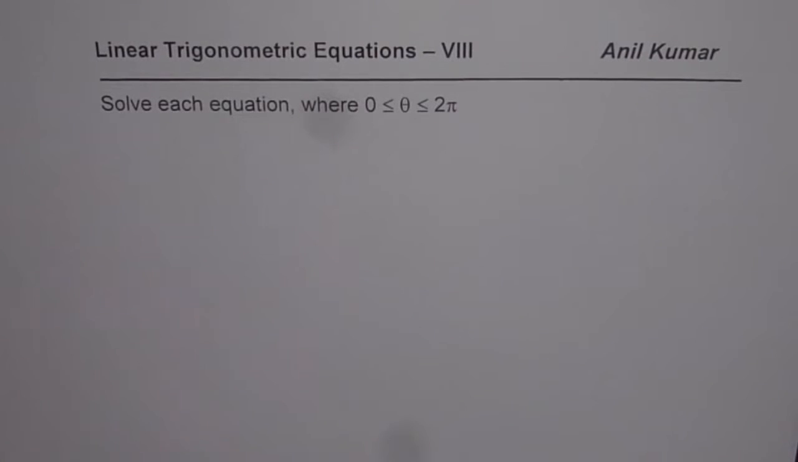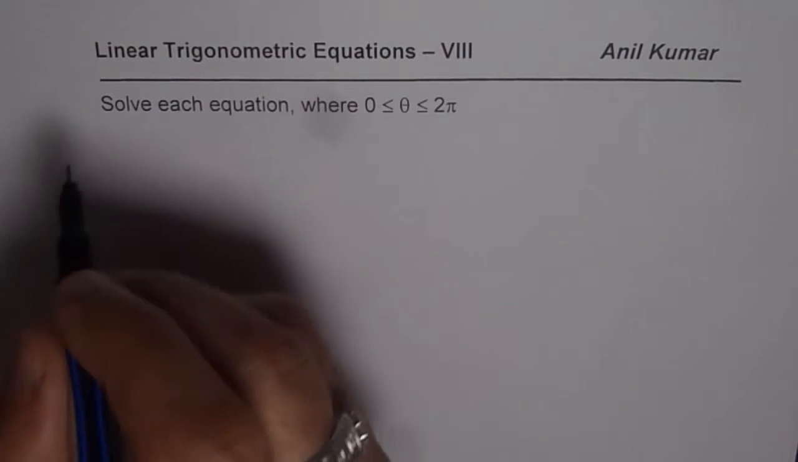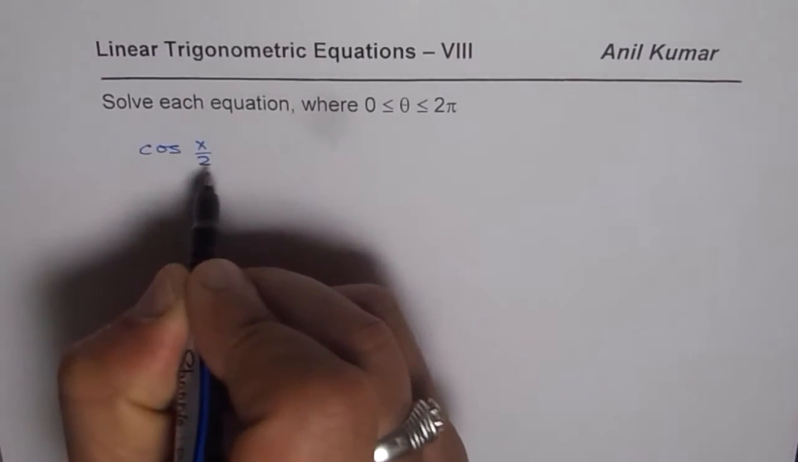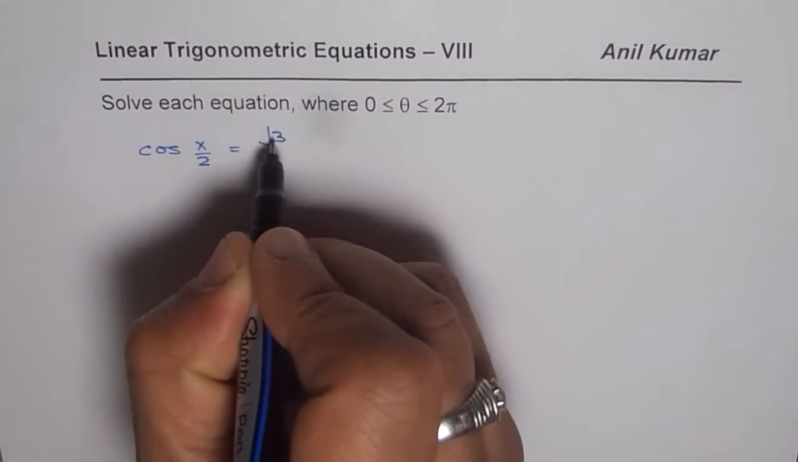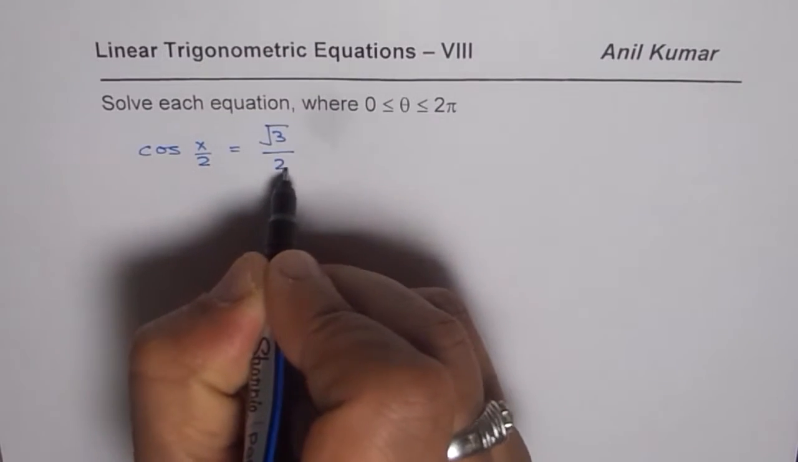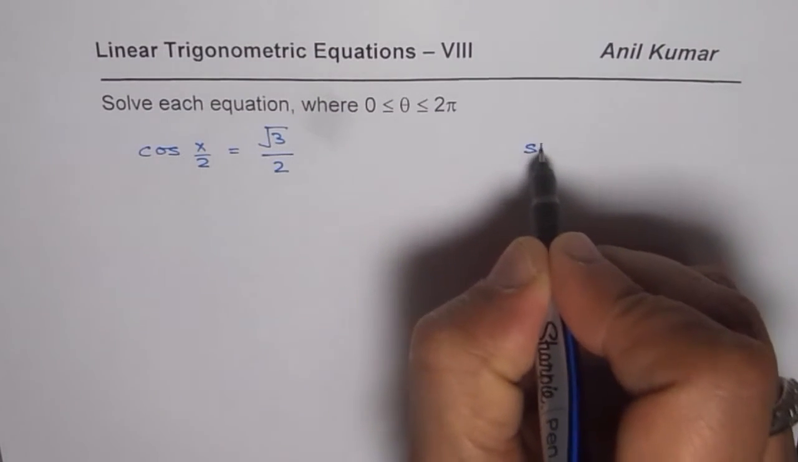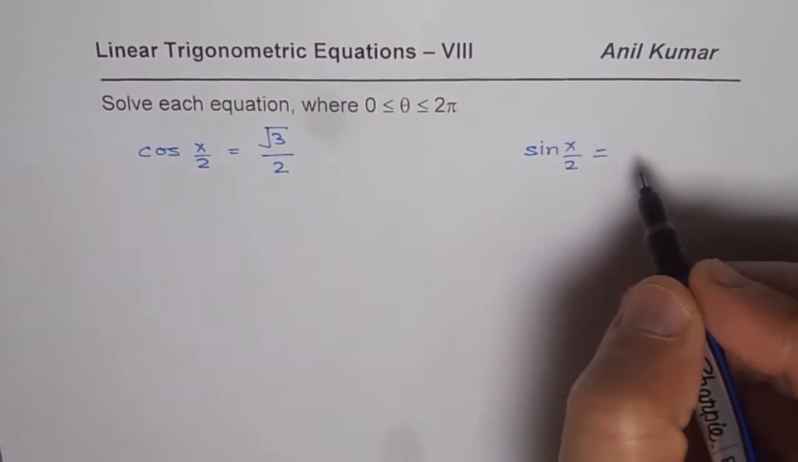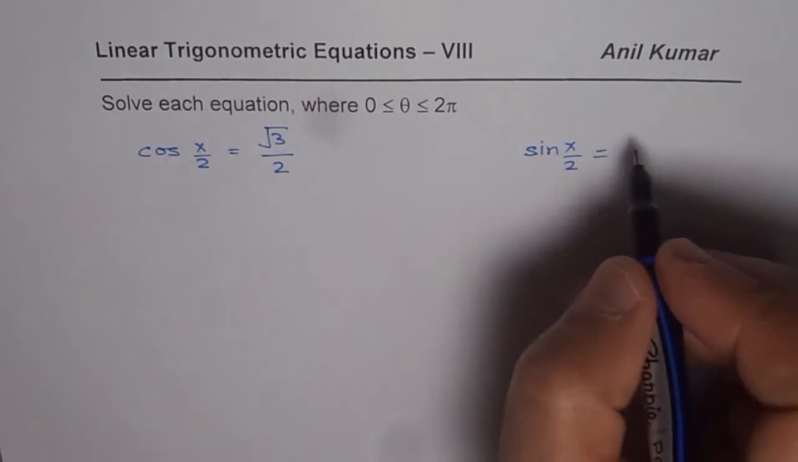I'm Anil Kumar, and in this particular video we will take some examples of half angle and show how to find solution of linear trigonometric equations. Now let me take two examples, one with cosine. So let's have cosine x over 2 equals square root 3 over 2, and then we'll solve for sine x over 2 equals some value where we can take the help of a calculator.